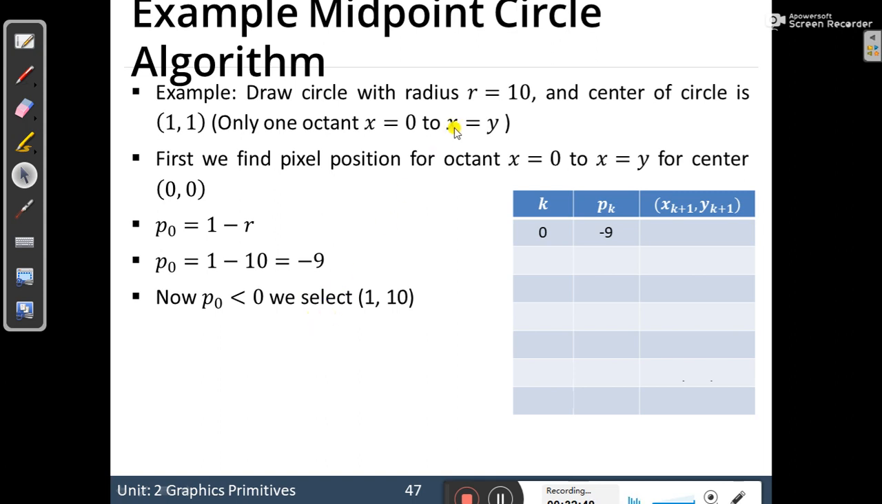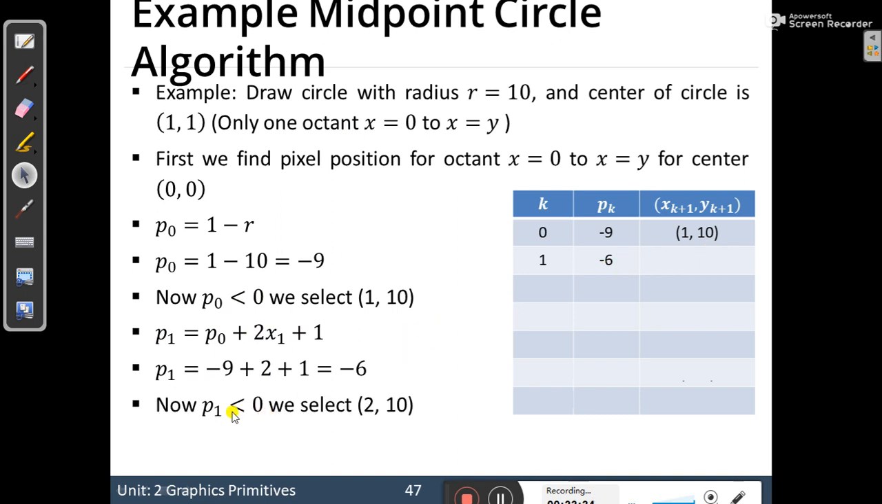When it is less than 0, we select 1, 10. We select 1, 10, which means x is incremented and y will be the same value of r. Next, as it is less than 0, we'll select this equation. You can follow the previous slide. Minus 9 plus 2 plus 1 equal to minus 6.